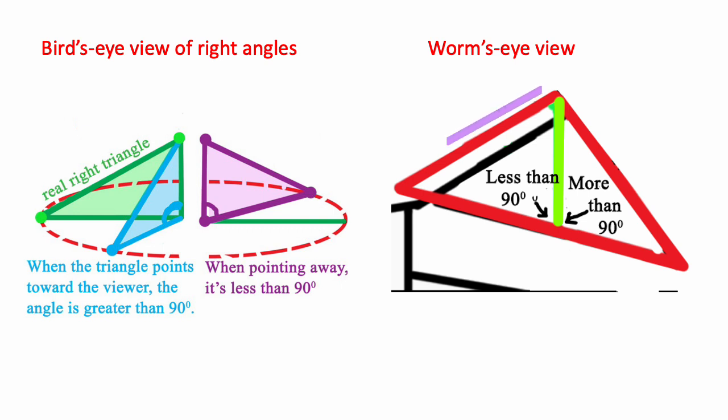While the whole roof can be viewed as an isosceles triangle, it can also be seen as two right triangles put together. And since we're looking up at the roof, the right angles vary, but it's the opposite from this bird's eye view. So when the triangle points toward us, this is less than 90 degrees, whereas this was more than 90 degrees. When the triangle points away from us, the right angle is more than 90 degrees, whereas this one is less than 90 degrees.